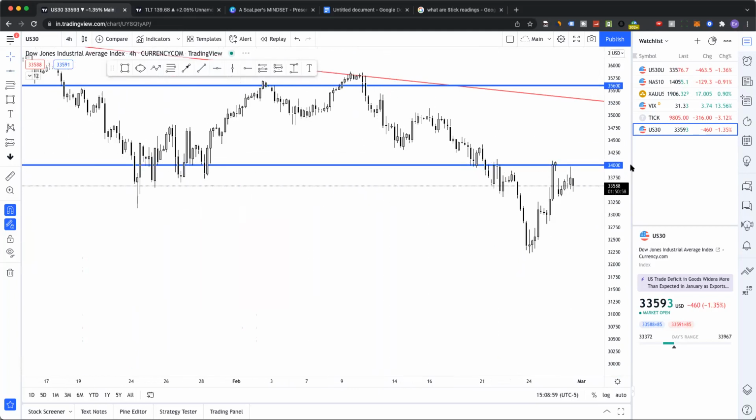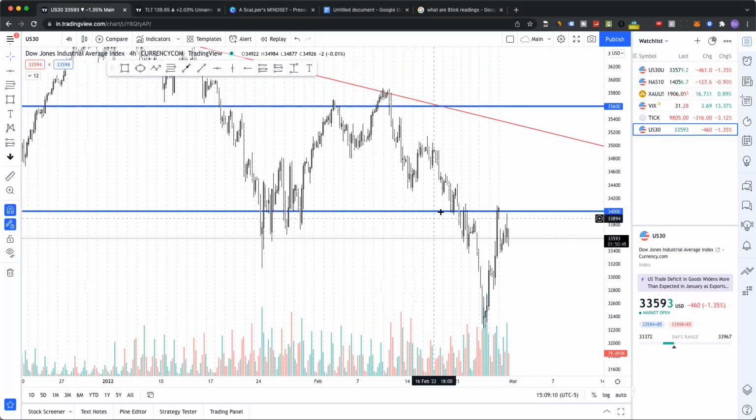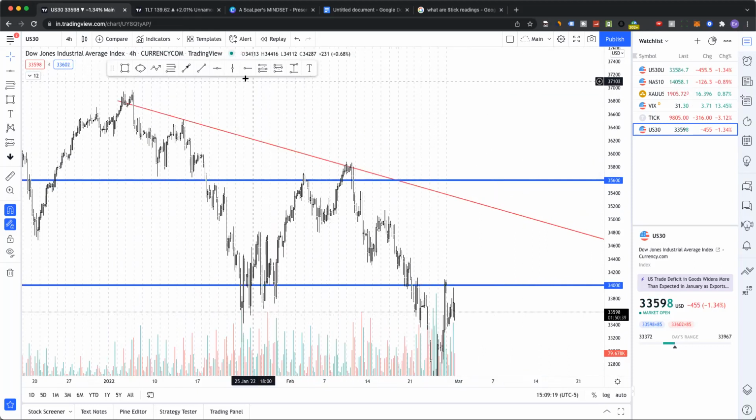Okay, you can see how that support level that was now turned resistance had been tested here, came back, tested again, dropped, tested again, dropped, okay? So we understand that we had a breakout here, right? So this would be a SNR breakout level. Here we have a resistance level in line with a QM level.